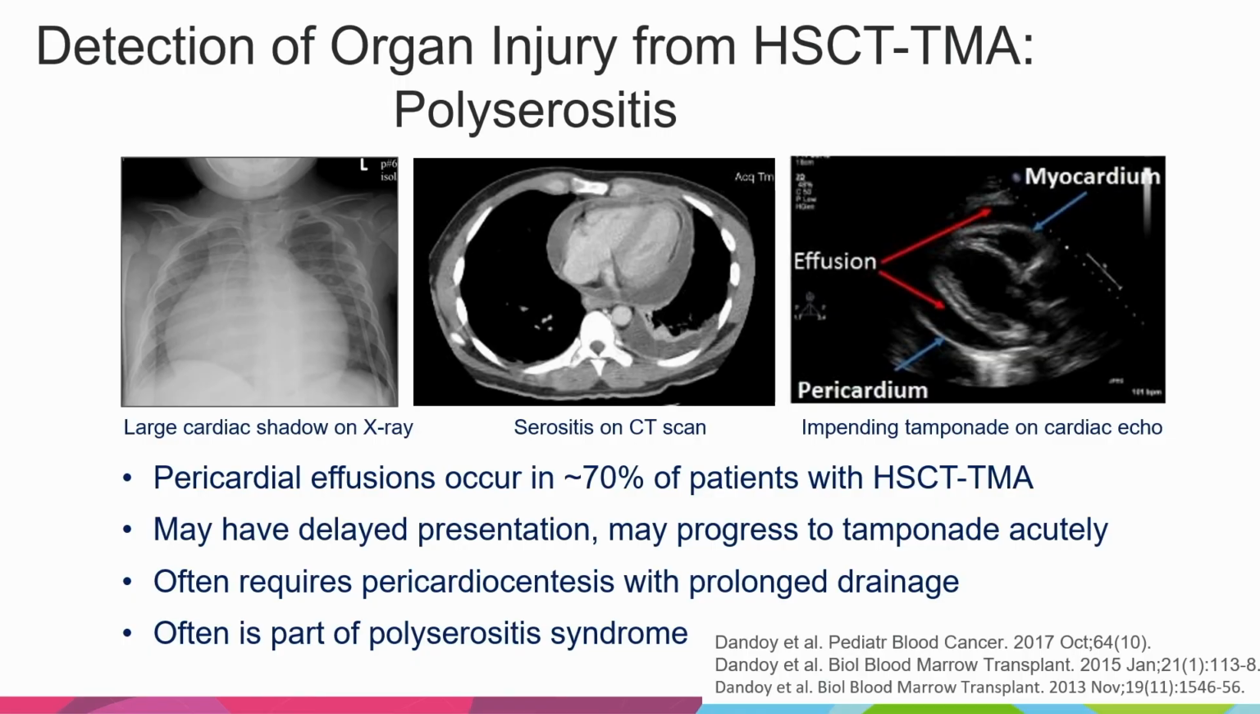And pericardial effusions, they can be terrible. We look retrospectively at patients with TMA, and 70% of them develop at least a small to moderate pericardial effusion, with about 10% getting all the way to tamponade. So problem.